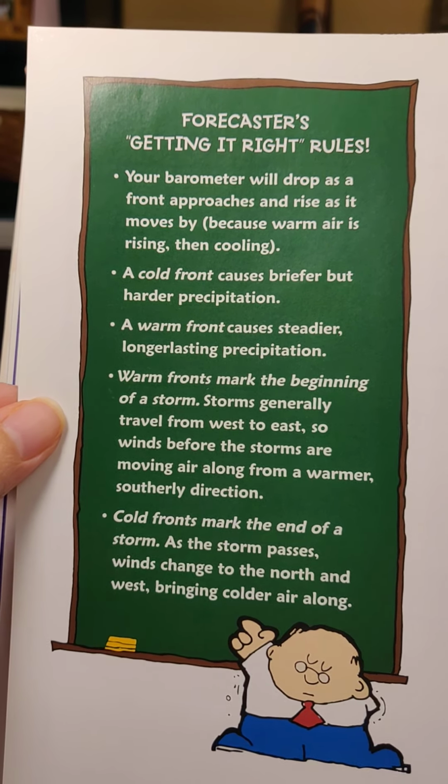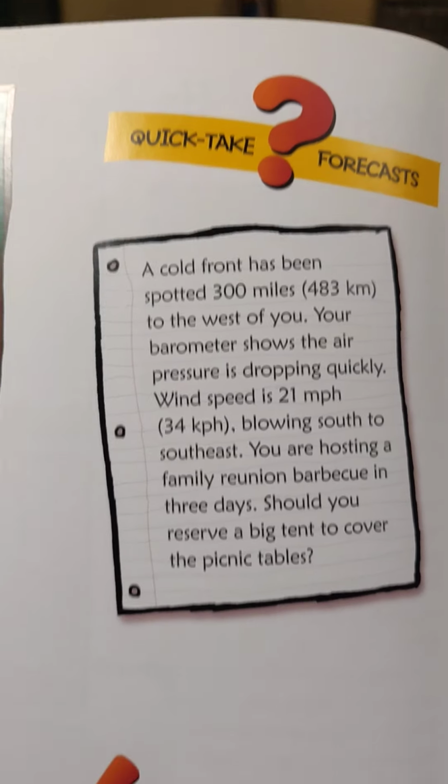Quick take forecast. A cold front has been spotted 300 miles to the west of you. Your barometer shows the air pressure is dropping quickly. Wind speed is 21 miles per hour, blowing south to southeast. You are hosting a family reunion barbecue in 3 days. Should you reserve a big tent to cover the picnic tables?